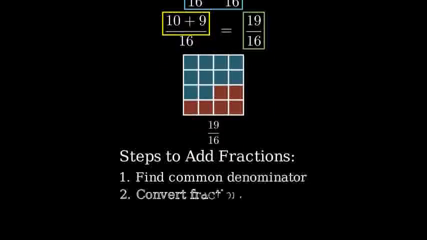To summarize, when adding fractions with different denominators, first find a common denominator, then convert fractions to equivalent fractions with that denominator, and finally add the numerators while keeping the common denominator.